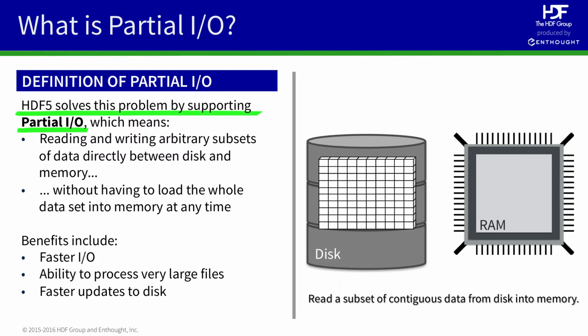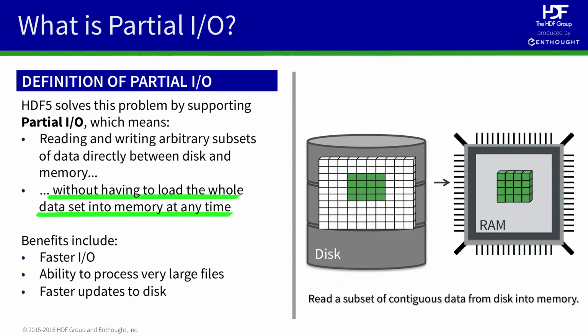HDF5 addresses this problem by supporting a technology called partial I/O. In partial I/O, we specify the region of data we want and then read only that piece of data from disk. This avoids the problem where we load the entire set of data into memory and then perform reduction. Common applications include faster I/O when you only want to work with a section of the data, and for files which are simply too large to fit in RAM, this becomes the only feasible way to interact with data. If you want to update only one section of the data, we can also read, modify, and then write back only that portion of data we care about.